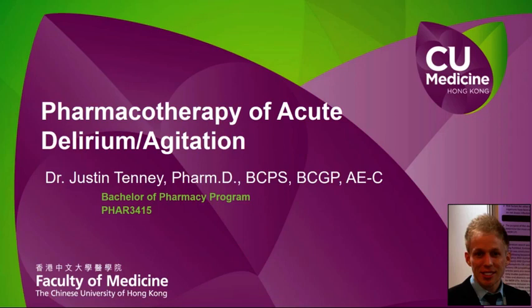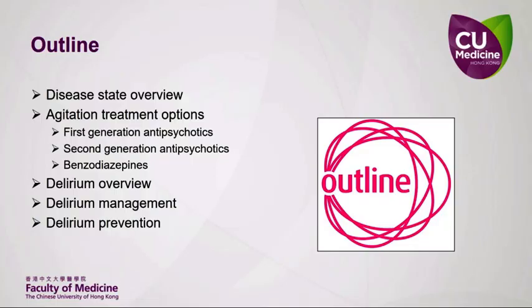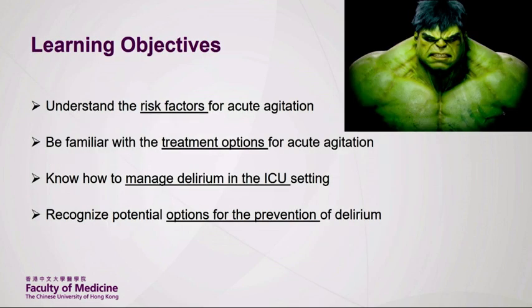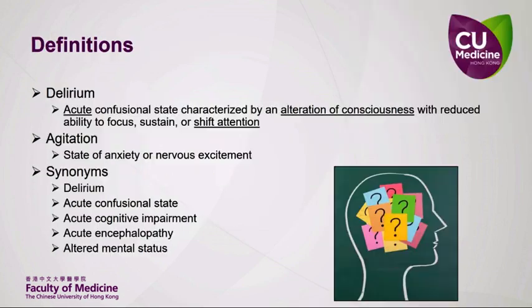This video is on acute delirium and agitation. It covers the risk factors, treatment options, including antipsychotics and benzodiazepines, as well as the prevention options. The definition of delirium is listed here, and there are many synonyms that may be used.